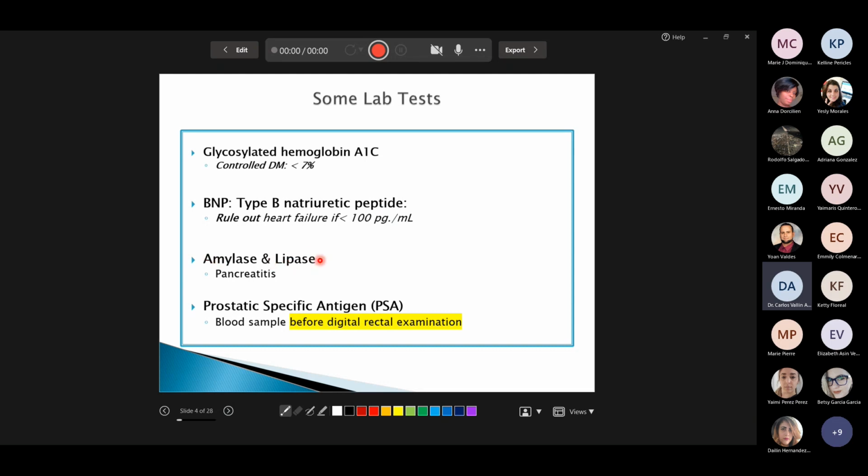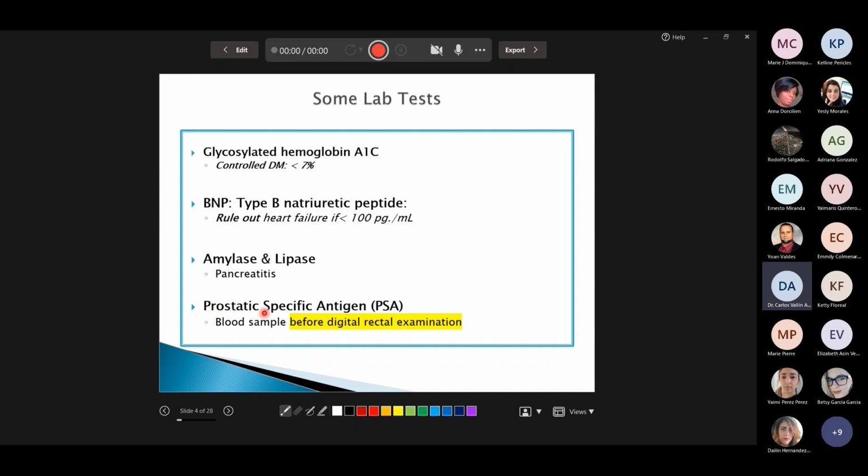Amylase and lipase are two tests to diagnose pancreatitis. These two tests elevate when a person has pancreatitis. The other test that is done together with these is the abdominal CT scan to see the pancreas, the inflammation of the pancreas. Ultrasound is not useful to diagnose pancreatitis, and it's expected that in pancreatitis you are going to have an elevation of the blood sugar and elevation of the white blood cells concomitant to the elevation of the amylase and lipase.